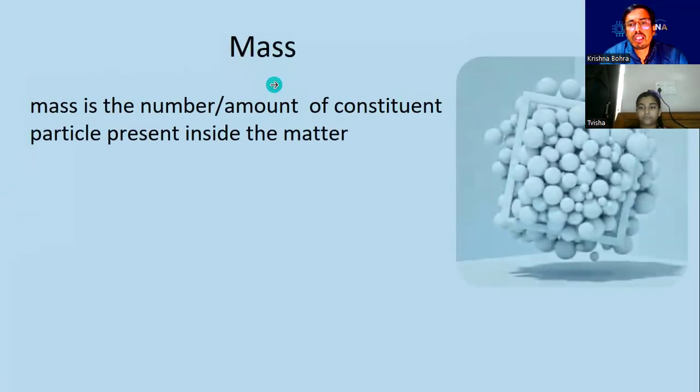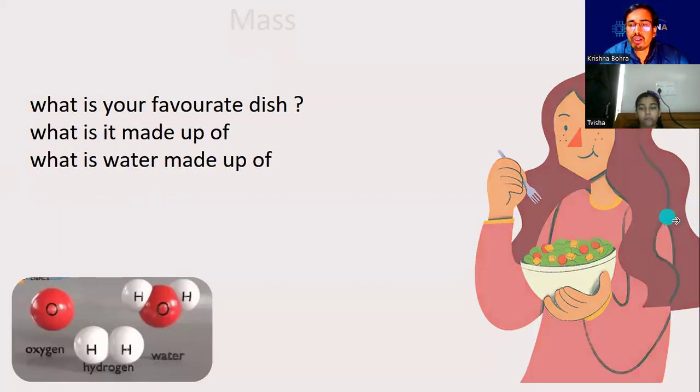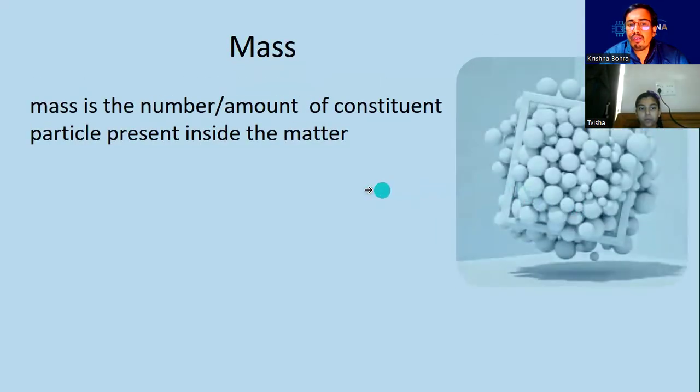Now, what is mass actually? Mass is the number or amount of constituent particles present inside matter. For any matter, the mass is the measurement of the number or amount of the constituent particles present inside that particular substance. Taking the example of water, what is the mass of water? We can say the amount of H2O molecules present inside the water is nothing but its mass, right?